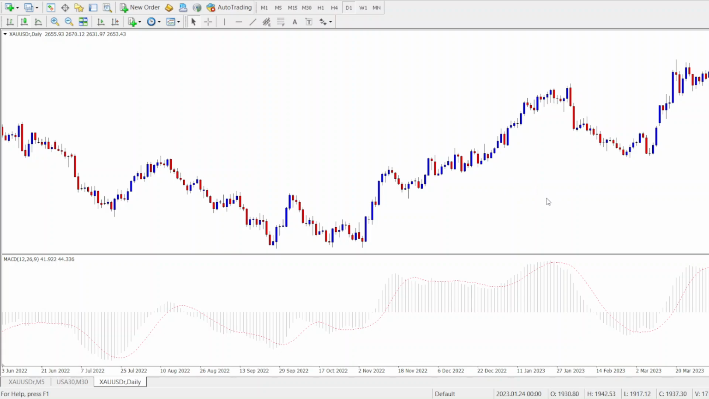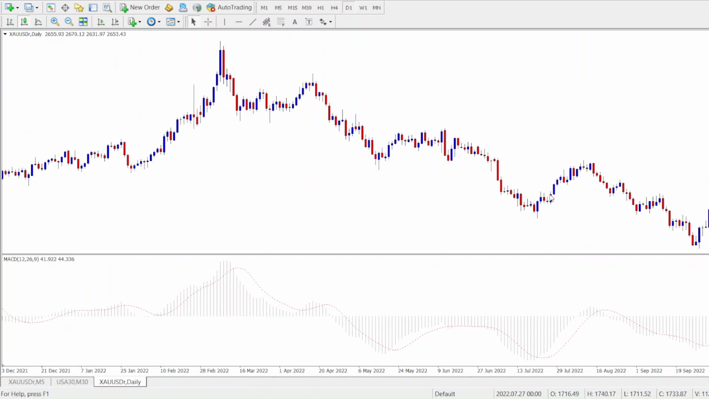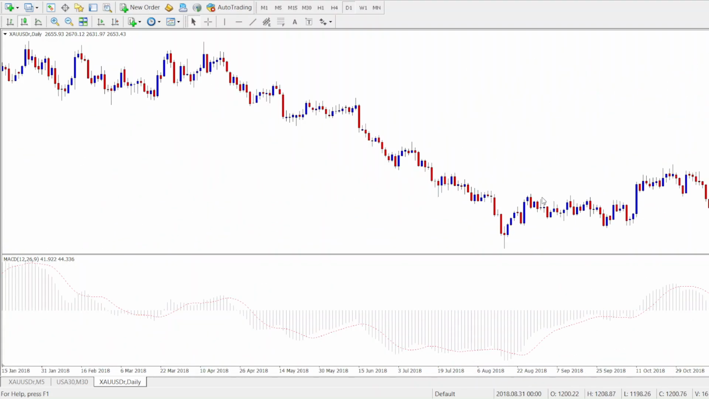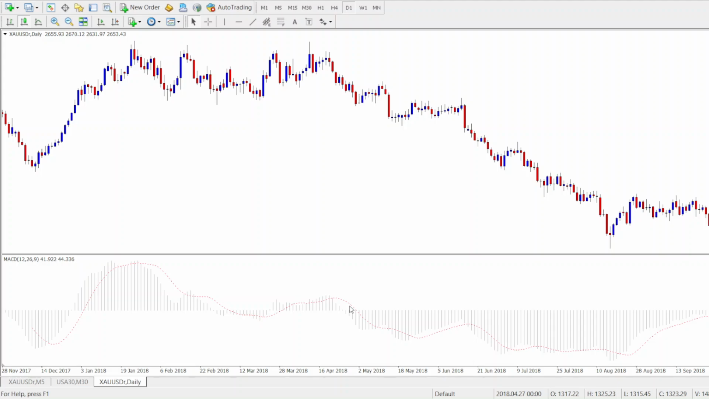Then for a sell trade, it is just the reverse. You need to find the histogram bars trading below the zero level. So once the first histogram bar forms below the zero level, you can consider entering a sell trade. Then when the MACD line begins to move below the zero line, it's an indication that the bearish momentum is quite strong and the bearish move is continuing.